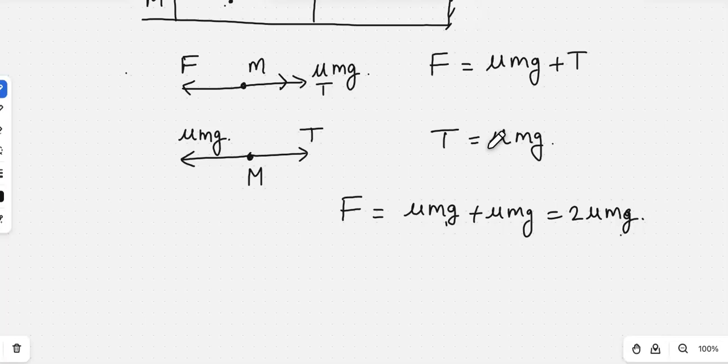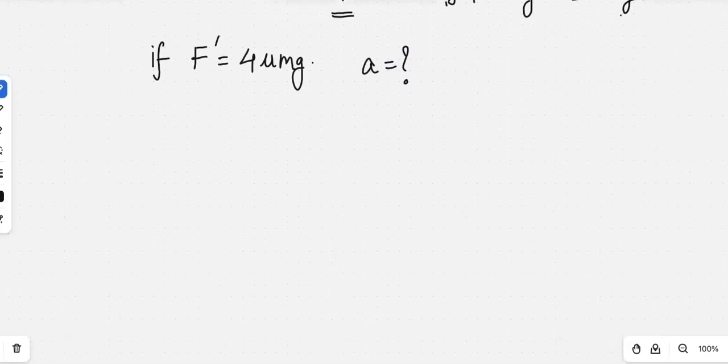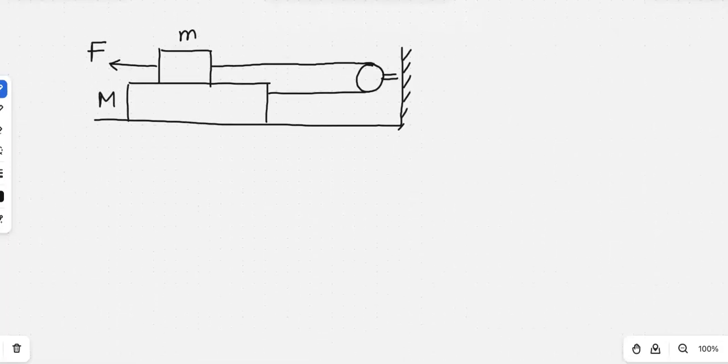Okay. Now let's look at the next part of this question. Suppose the horizontal force applied is double the value which we have found out. That means the horizontal force applied is 4 mu mg. If the horizontal force is 4 mu mg, let's call it F dash, then what will be the acceleration of the blocks? Okay, so let's look at the acceleration of these blocks.